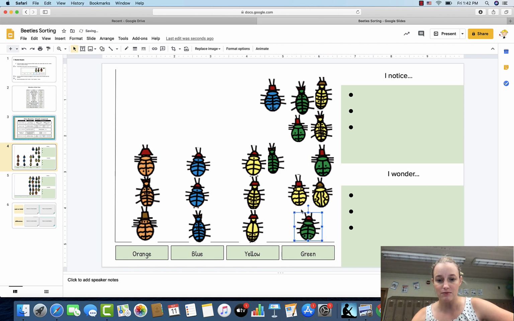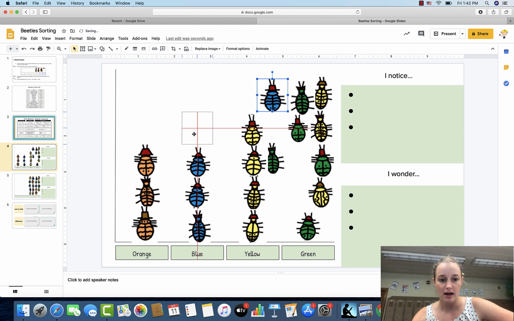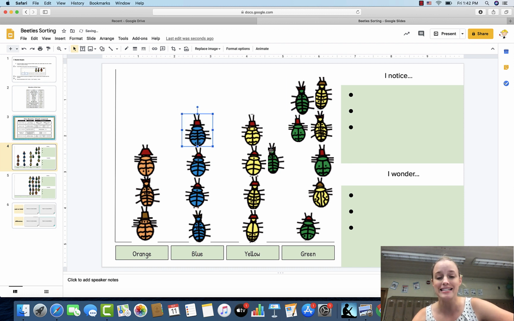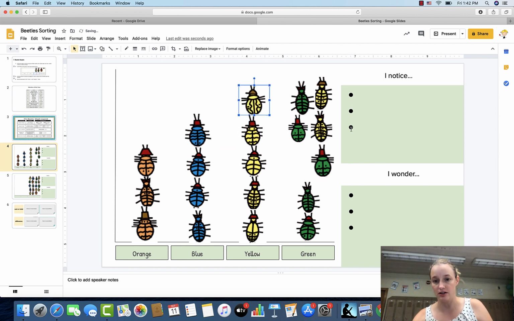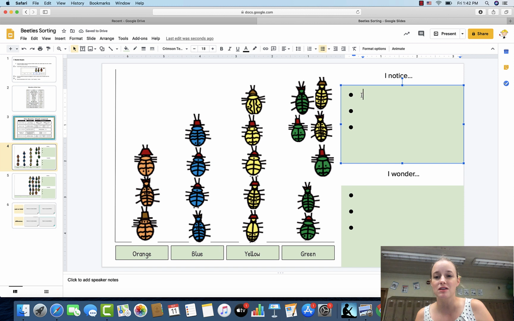So as you can see, I'm pretty much sorting all of these beetles as I'm going, and I'm placing them in a nice neat row. Okay, I'm not done, but you can finish this on your own. And then over here, I want you to think about something you notice about them. So I could say maybe that I noticed that the orange was the least.